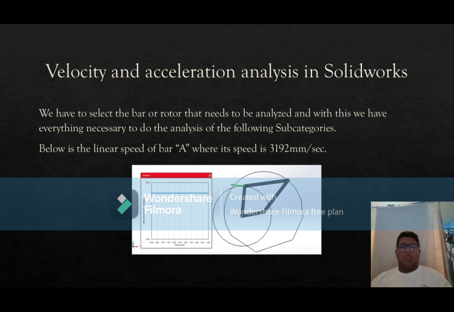Below is the linear speed of link A, where its speed is 3192 millimeters per second.